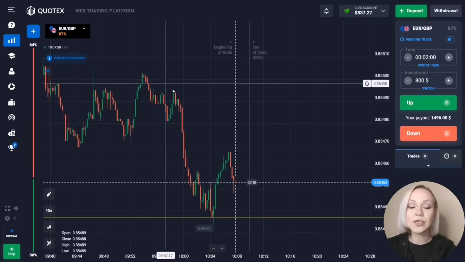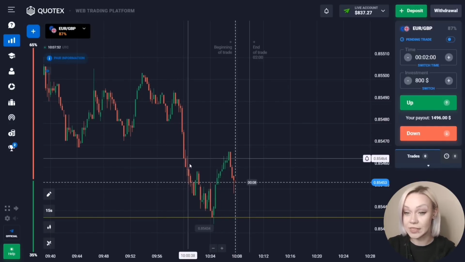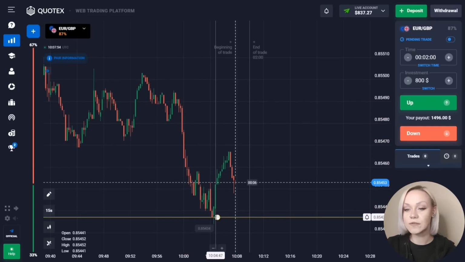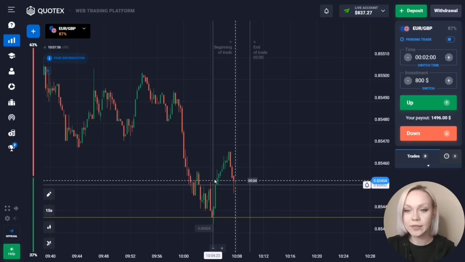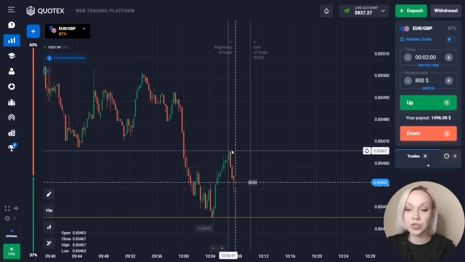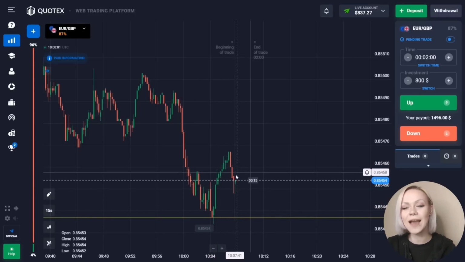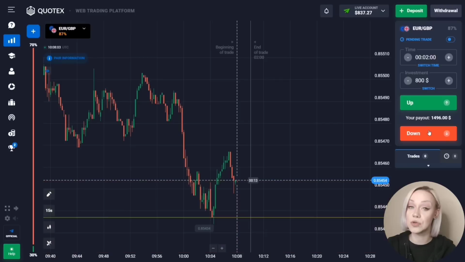Here we see that there was a good, confident downward movement. Also, after touching the level of support, there was an upward pullback. The price turned around and is approaching our level again. In such a case, I suggest opening a trade for a fall for 2 minutes.